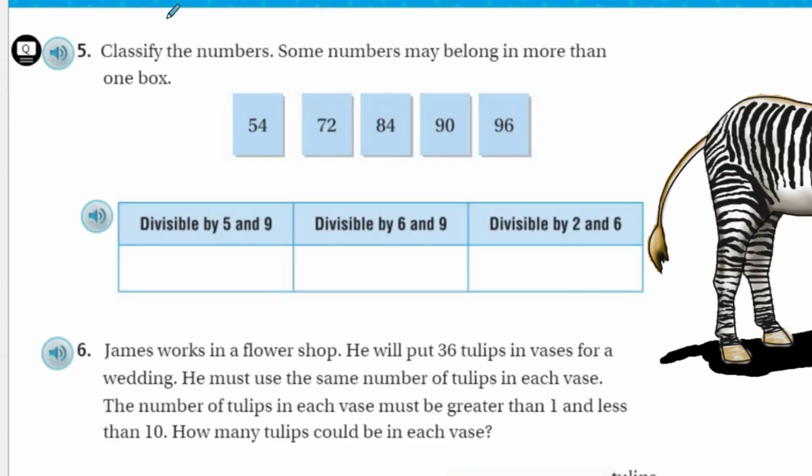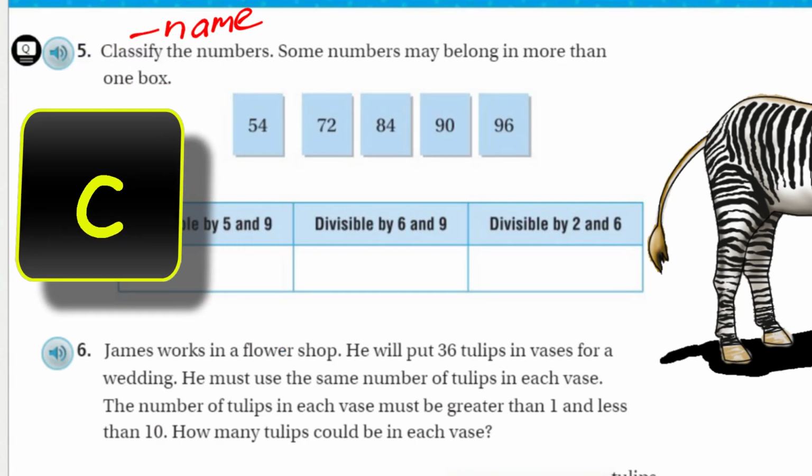So let's first look at the word classify. I don't know, that's not a really big word. We should probably know that it means like name, okay? Like when you're trying to name something, you're classifying something, okay? So it says here, classify the numbers. Some numbers may belong in more than one box.